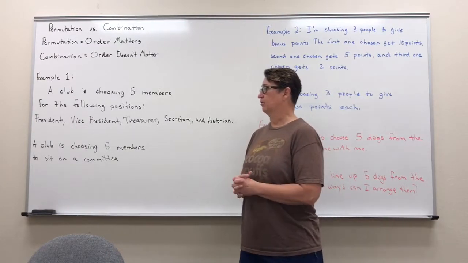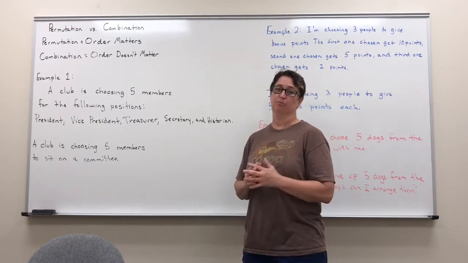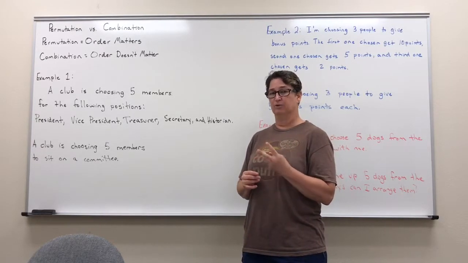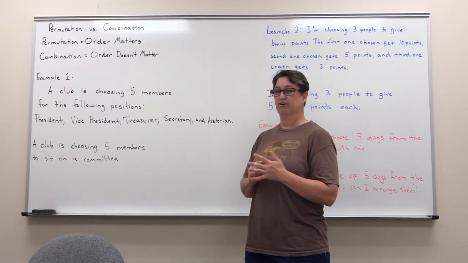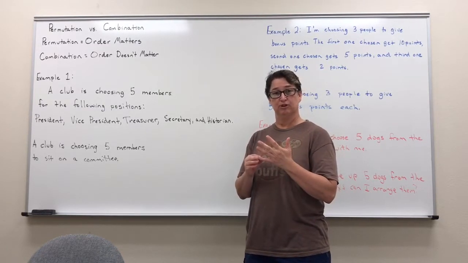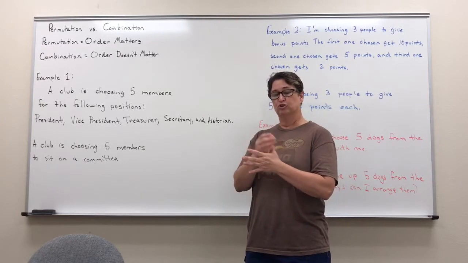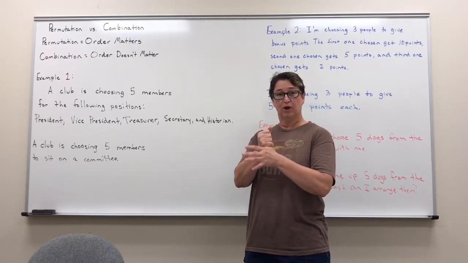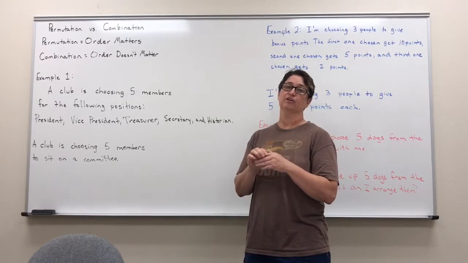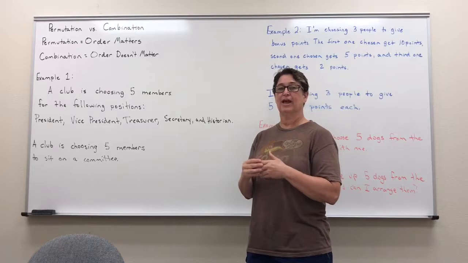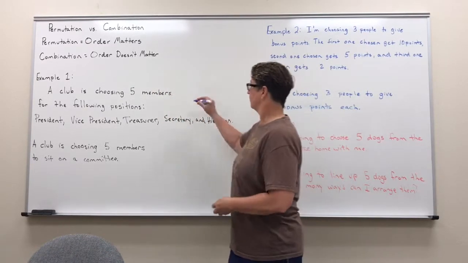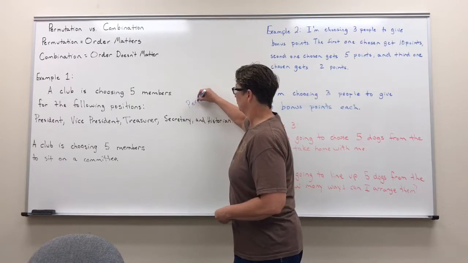In our first example, a club is choosing 5 members for different positions: president, vice president, treasurer, secretary, and historian. Each one of those positions is different. So when we are chosen, if the first one's going to be president, that is a different position than vice president. And so there the order matters, and we would use permutation.